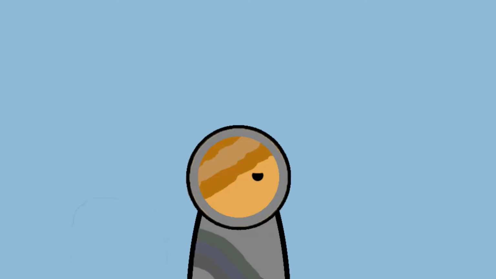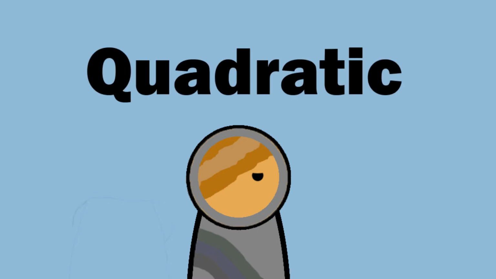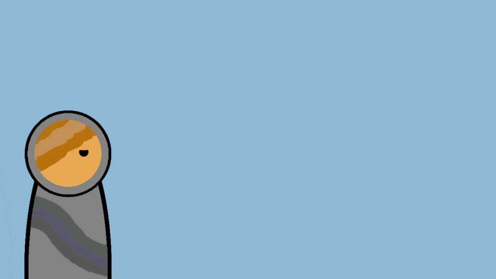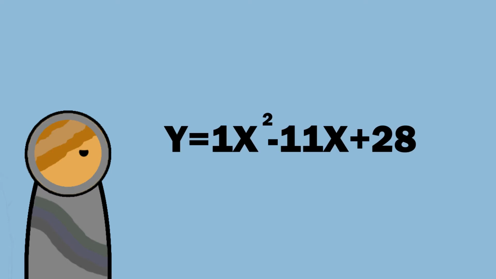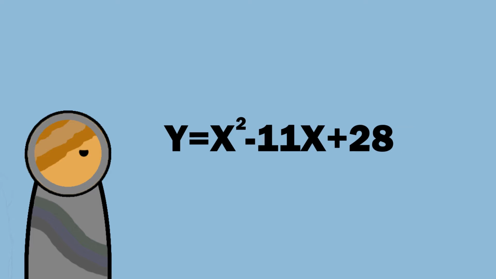And finally, we come to something we can factor. Quadratic. Now, when we factor this quadratic equation, first we will need to take out that 1 as usual, because it plays no role, it does not change the x squared. Then, we have negative 11x and plus 28.